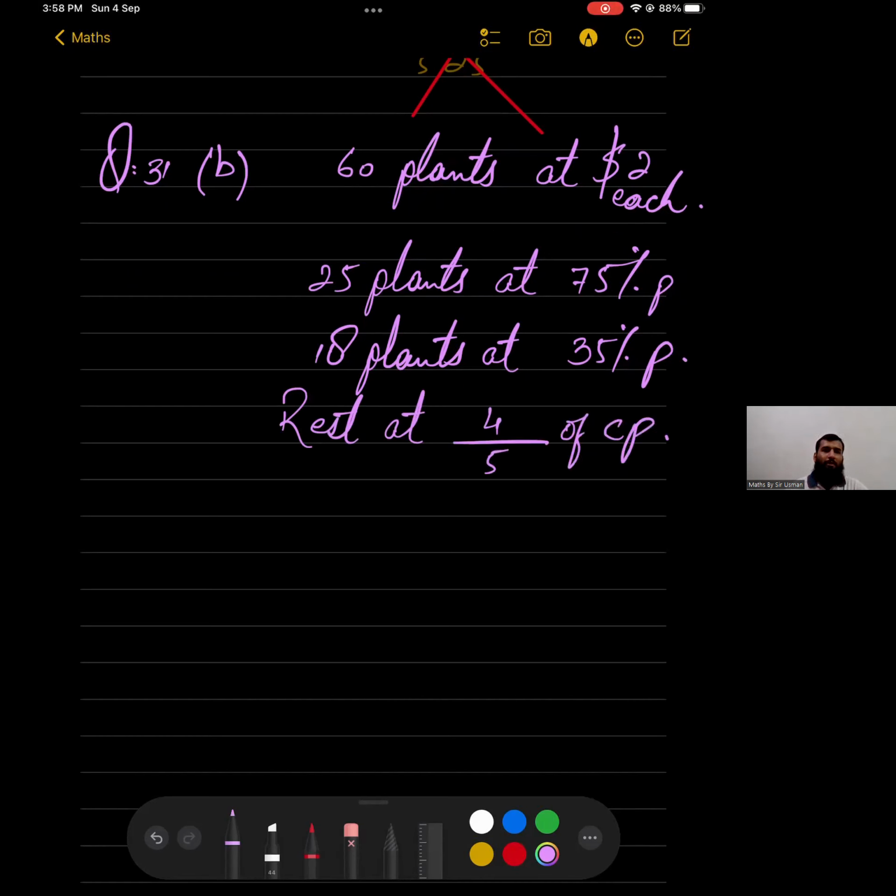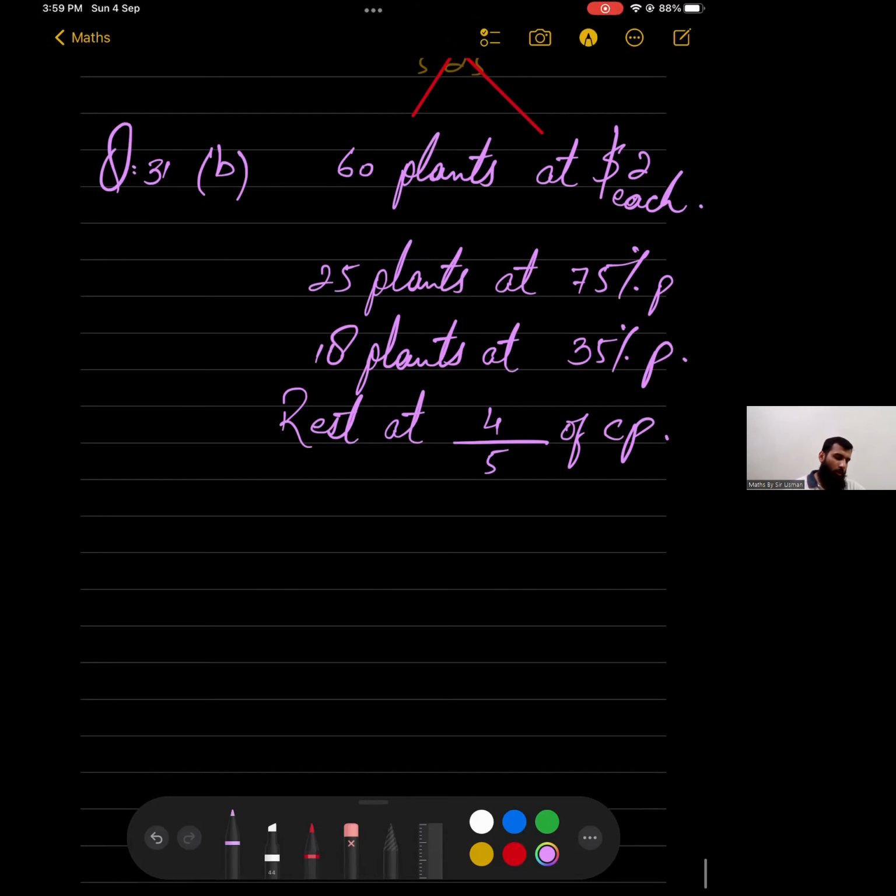अब हमारे पास डेटा सेट में 4 डिफरेंट इन्फोज आ गई हैं. सबसे पहले 60 प्लांट्स एट $2 each, 25 plants at 75% profit, 18 plants at 35% profit, and lastly the rest of them are sold at 4/5 of cost price. अब हमसे ये पूछ रहे हैं कैलकुलेट द प्रॉफिट और लॉस दैट ही मेड, स्टेटिंग वेदर इट वाज अ प्रॉफिट या अ लॉस. तो हमने ये जज करना है कि ये प्रॉफिट था या लॉस, प्लस जितना भी प्रॉफिट हुआ या जो भी लॉस हुआ वो हमें जज करना है.